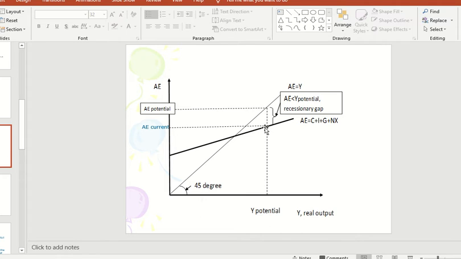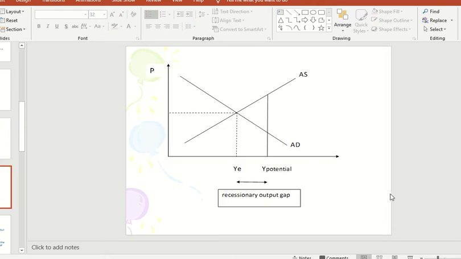So be very careful here. Just now we talked about the recessionary output gap. That's the difference between two output levels. But here we are looking at the recessionary gap. It is how much the spending, or the aggregate expenditure, falls short of the potential output level, this distance here.